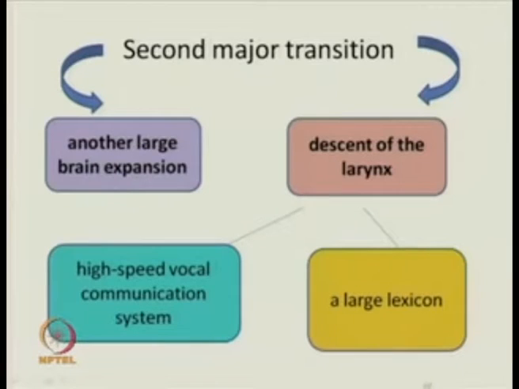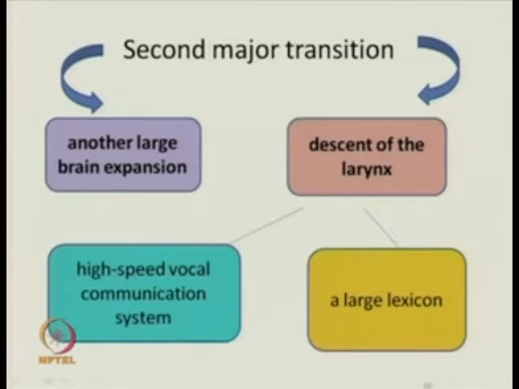So the second major transition, as we saw, was by another large brain expansion, and at the same time the descent of the larynx. This is something we have already discussed. The descent of the larynx is important. Why? Because it led to two things. One is, it led to a high-speed vocal communication system and a large lexicon. Remember, the lexical invention is an important part in stage 2.